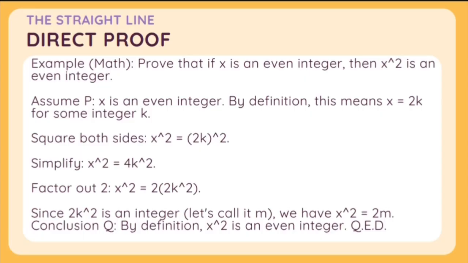Now, we square both sides. x squared equals the quantity 2k squared. And when you simplify this, we'll have x squared equals 4k squared. Now let's factor out the number 2. So when we factor out 2, we'll be left with x squared equals 2 times the quantity 2k squared. And since 2k squared, that quantity, is an integer, let's call it m, we have x squared equals 2m. So in conclusion, by definition, x squared is an even integer.